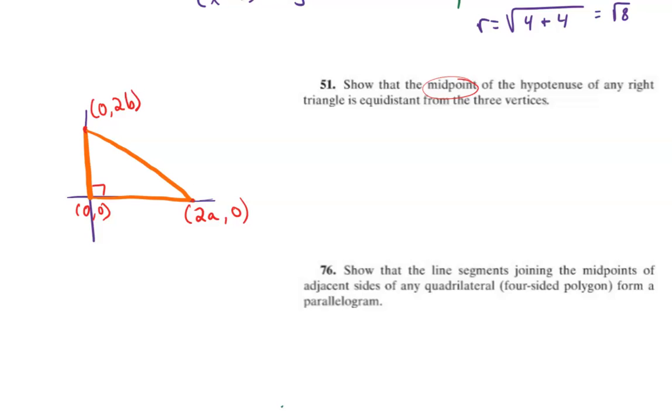Okay, so then my midpoint is halfway between those 2 points. The midpoint formula is average of the x's, average of the y's. Well, halfway between 0 and 2a is a, and halfway between 0 and b is b over 2. Okay, so now what I want to show is that this point right here, we'll call it M for midpoint, is equidistant from the 3 vertices. So I'm going to do the distance formula from M to each of those.